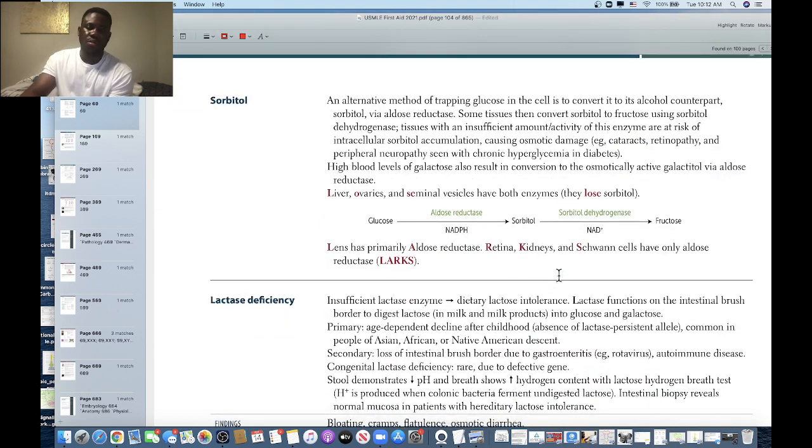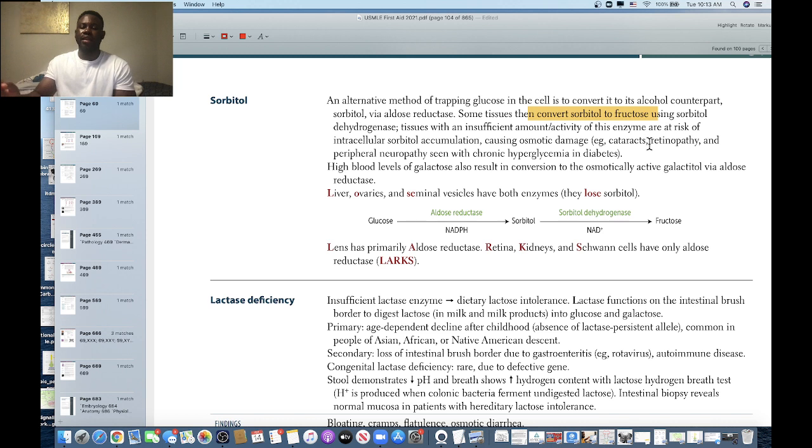Next, sorbitol. This is highly tested. An alternate method of trapping glucose in the cell is to convert it to an alcohol counterpart, which is called sorbitol. The OH at the end of it, the functional group that we talked about, makes it an alcohol via the aldose reductase pathway. Some tissues then convert the sorbitol into fructose. Very, very high yield, this information: conversion of sorbitol into fructose.